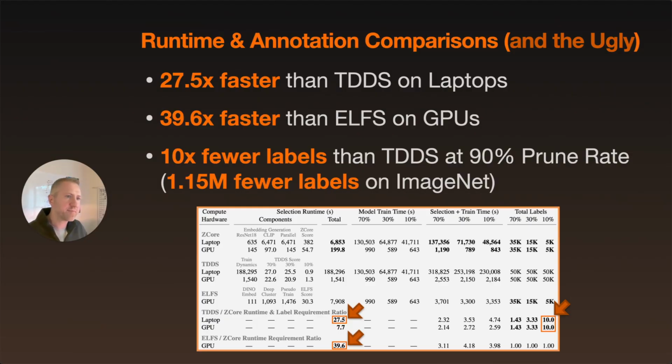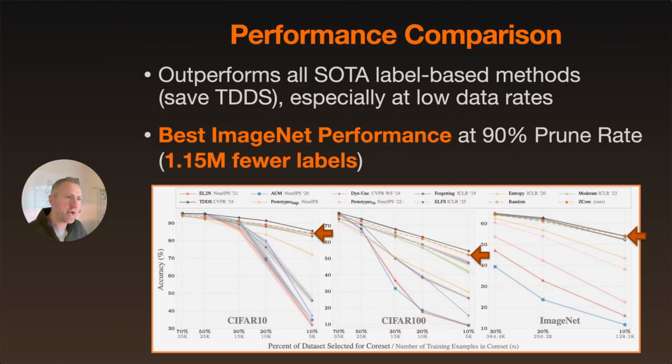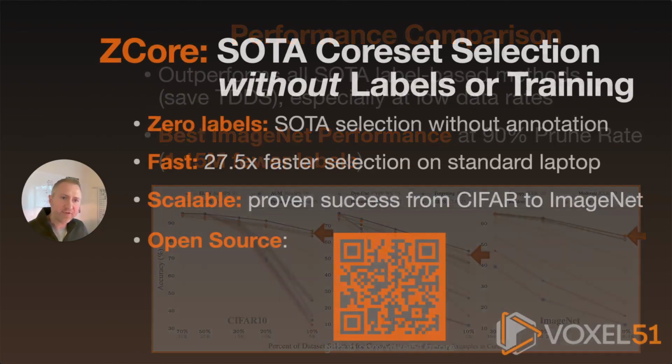But this speed and efficiency doesn't matter if you lose accuracy. So let's talk about performance. Here, we compare ZCore against a wide array of state-of-the-art methods. The orange arrows emphasize the most challenging but rewarding scenario, the low data regime. Here, ZCore consistently maintains higher accuracy than all methods but TDDS, which requires labels and training on the full candidate dataset. Notably, at a 90% prune rate on ImageNet, ZCore achieves the best overall performance. We're effectively beating the competition while using 1.2 million fewer labels. This confirms that ZCore isn't just faster. It's a better way to find the images that actually drive model performance. So yes, in ZCore's case, you can have your cake and eat it too.